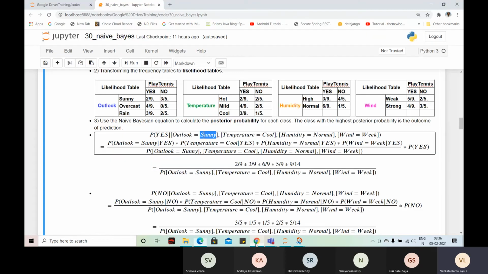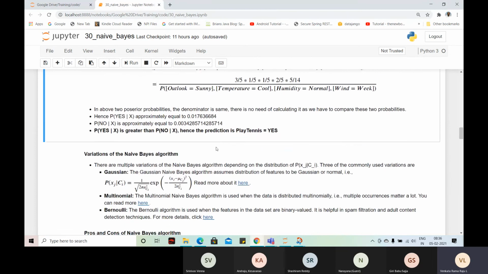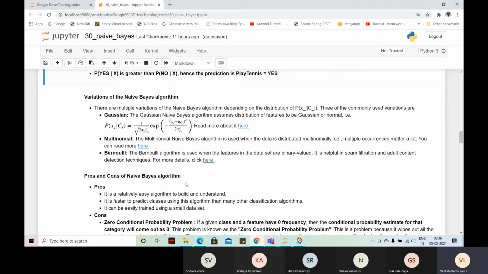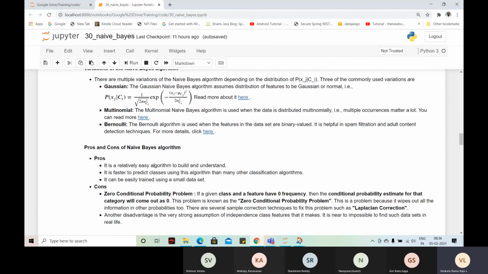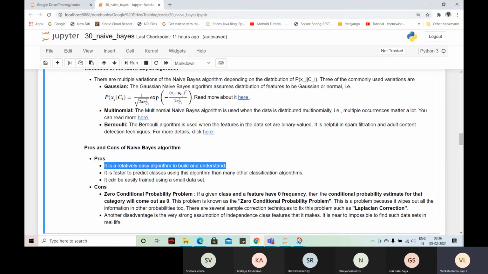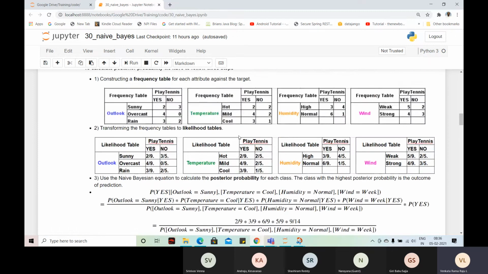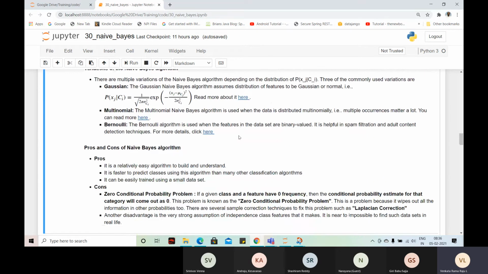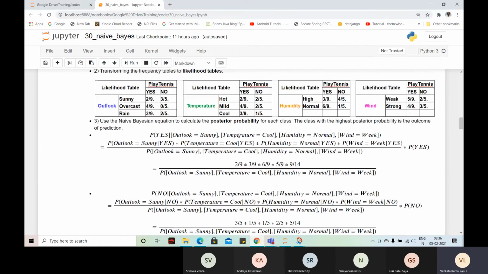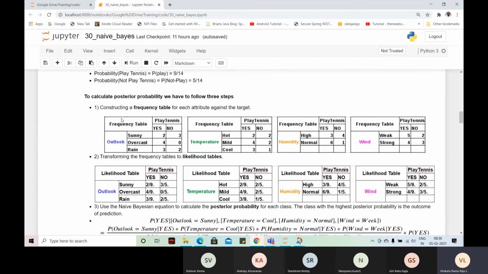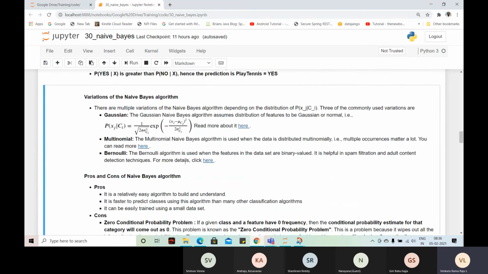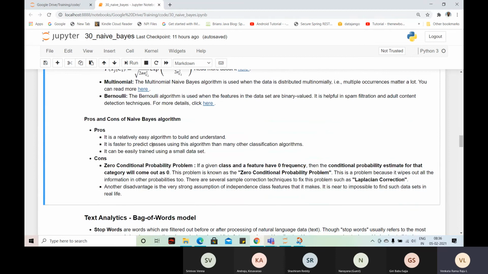So I think you got a gist of how this naive algorithm is working and what Laplacian correction is. Now these are the pros. It is a relatively easy algorithm to build and understand on a huge volume of data. You can do it by calculating these. I don't know whether the scikit-learn implementation can handle it or not. But if you want, you can do it on a huge volume of data if you manually create these frequency tables and likelihood tables. This is not a big algorithm to implement.